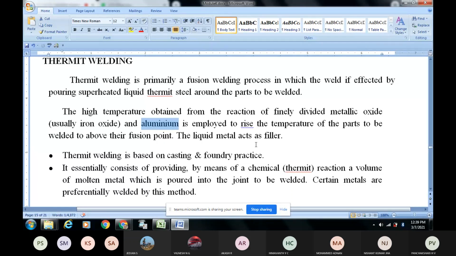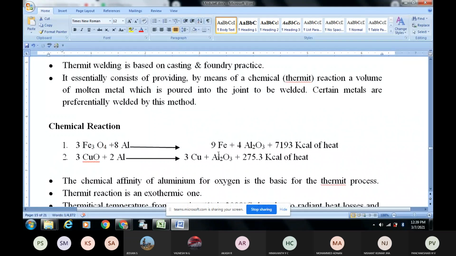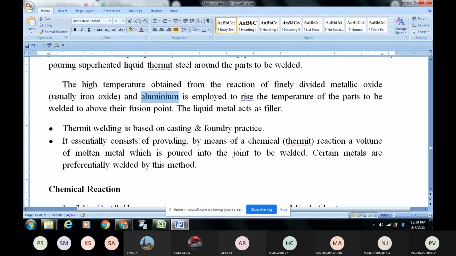Okay, so that is a reaction. That reaction is explained in these two diagrams, in these two equations. Thermit welding is based on casting and foundry practice, because we have seen that foundry sand is used, mold box is used, so sprue and gating, everything is used. Therefore, it is basically a foundry practice, a welding practice. It essentially consists of providing, by means of a chemical, that chemical is called thermit.